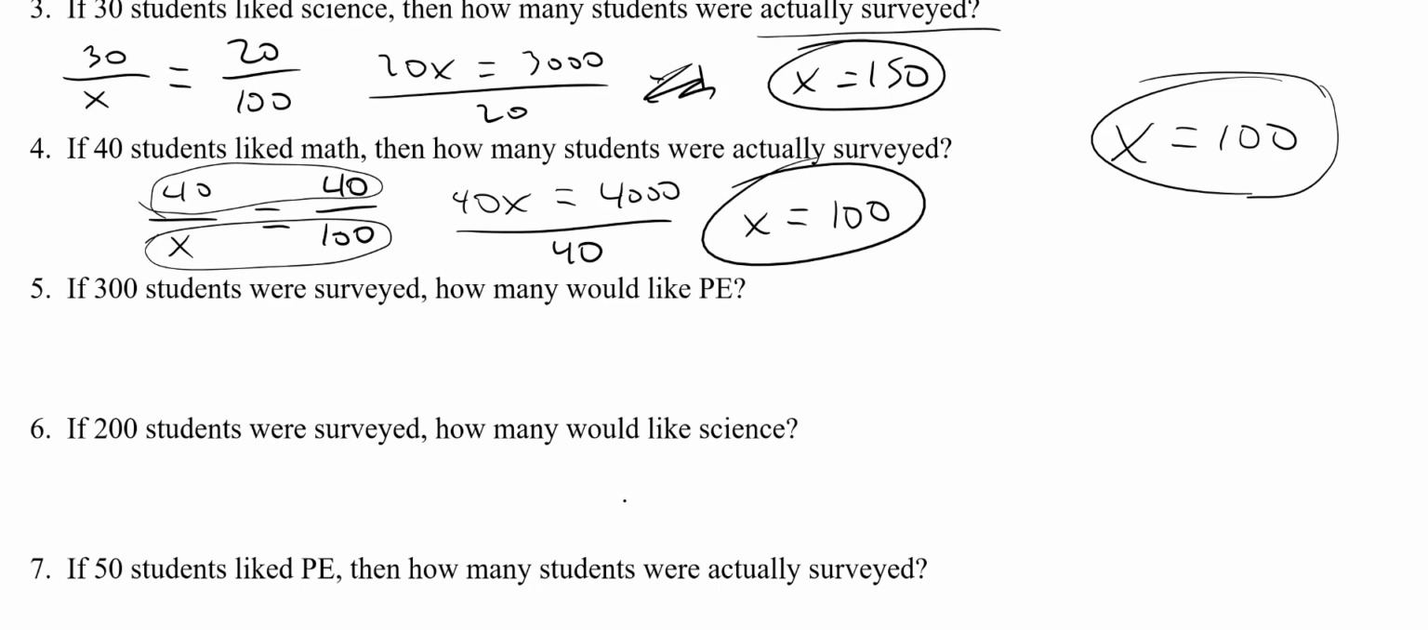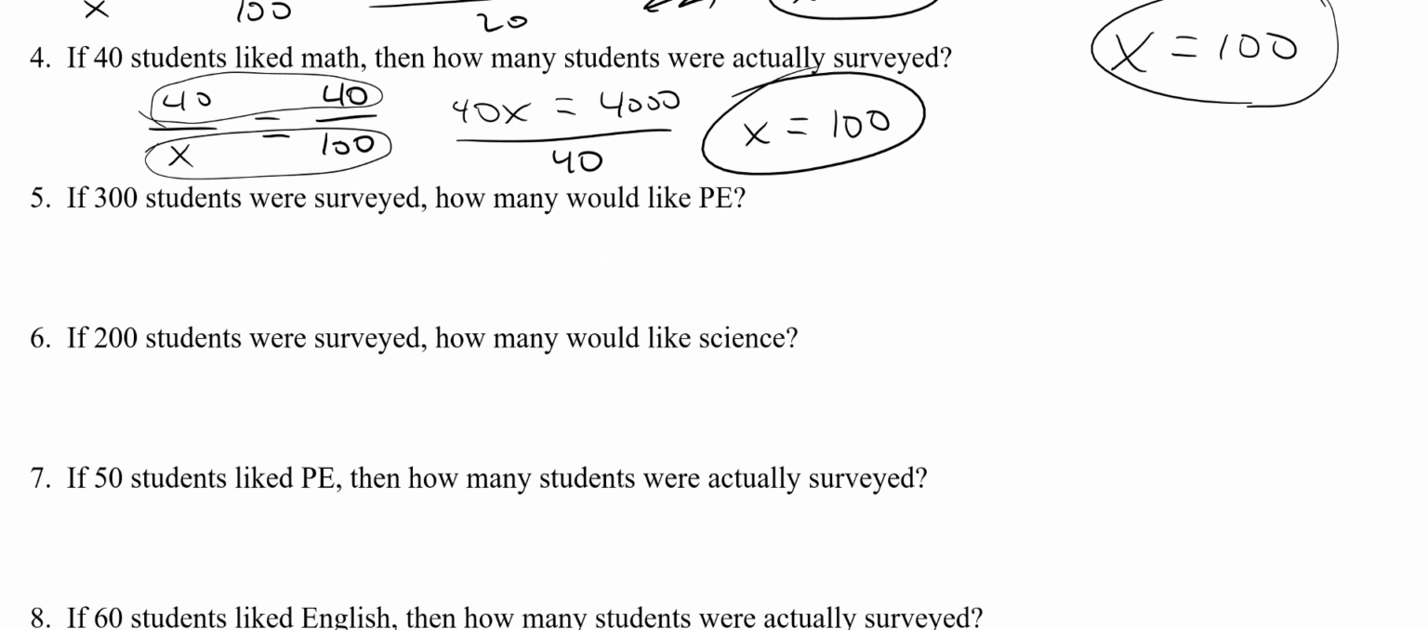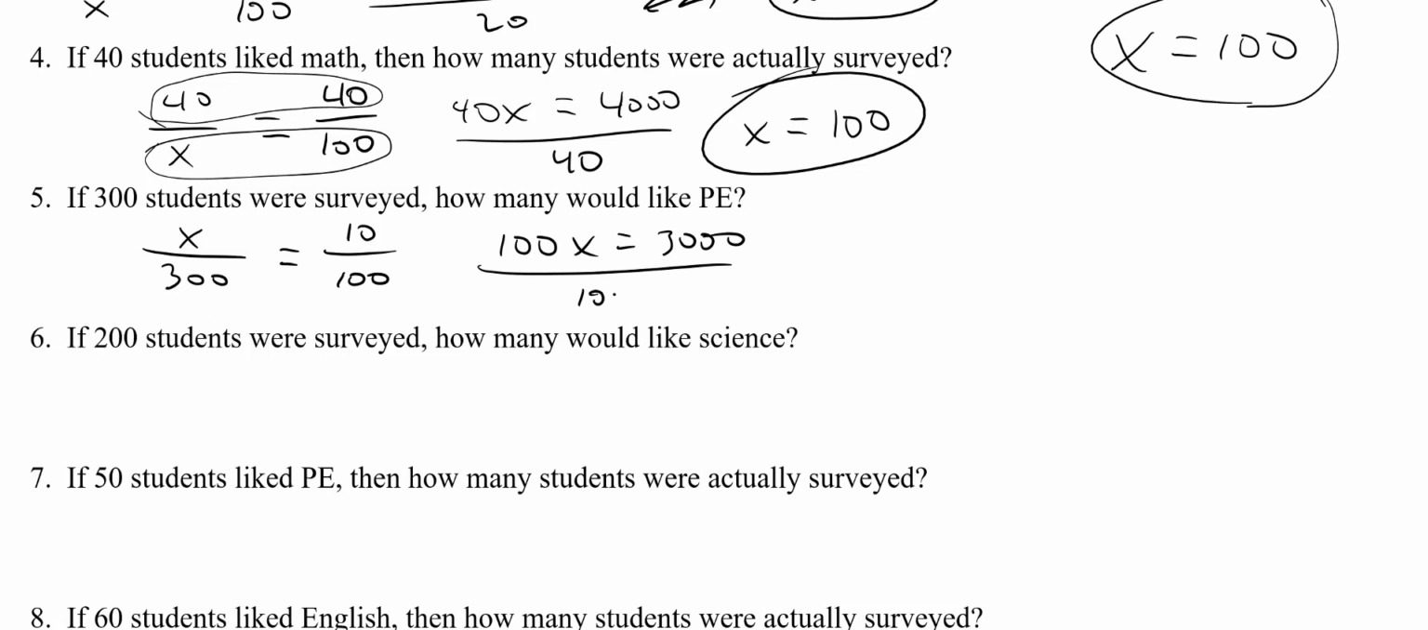Okay, so hopefully now that you have checked it, I'm not going to keep cursoring back and forth. I have actually a copy in front of me, so I don't have to keep going back and forth. Okay, so 300 students were surveyed. How many would like PE? Okay, so PE right away I see 10% like PE, and 300 students were surveyed, so the 300 goes below here. And how many would like it? That's x on top. Okay, so we cross multiply. 100x equals 3,000 divided by 100, x equals 30.